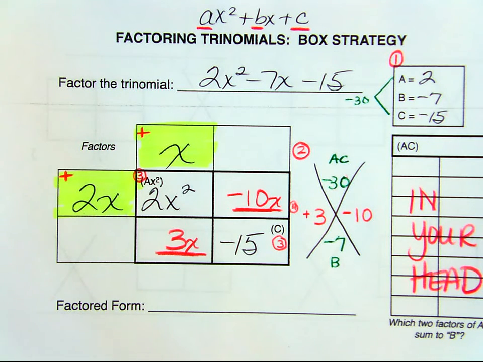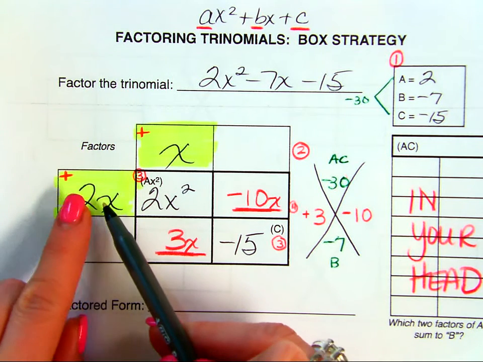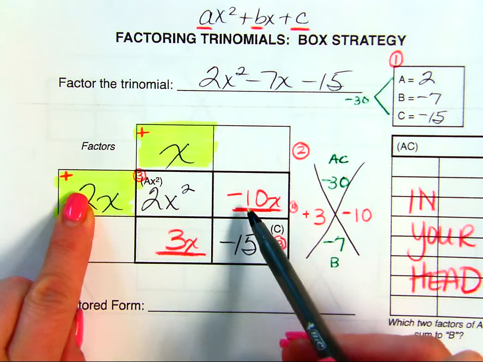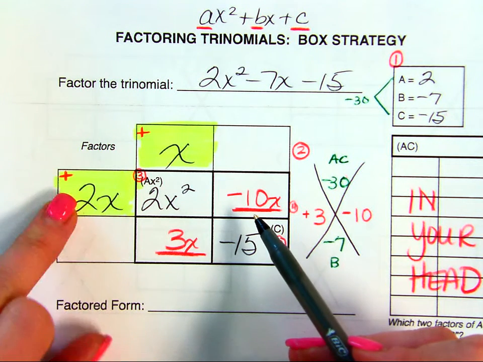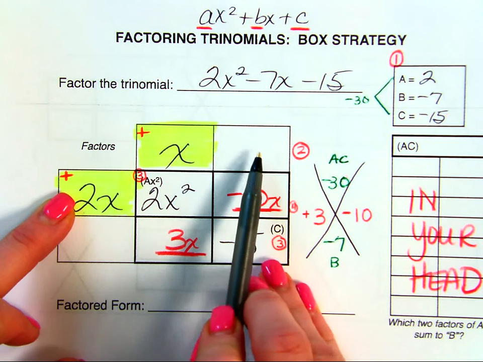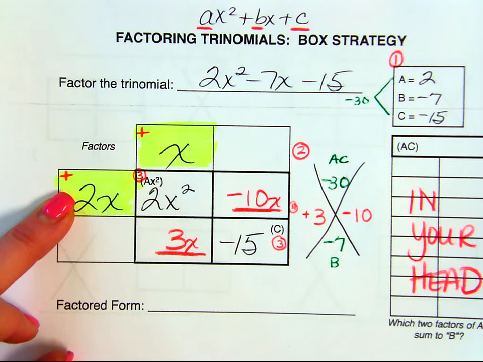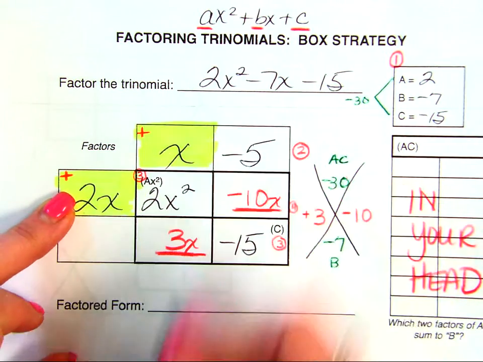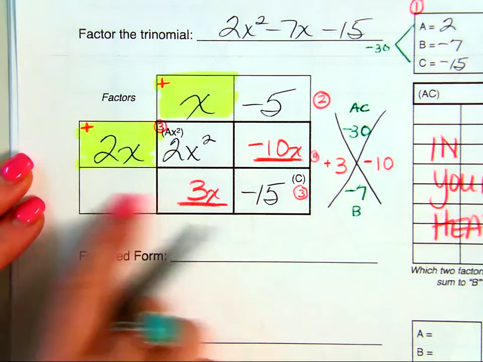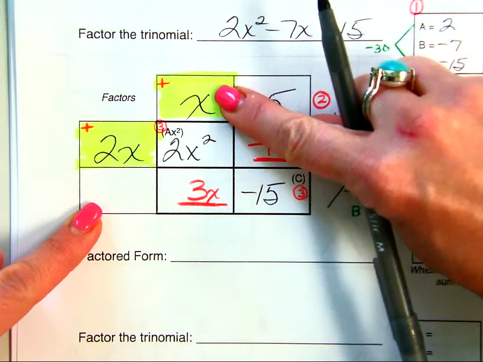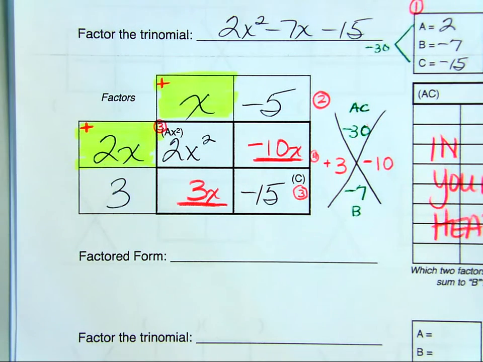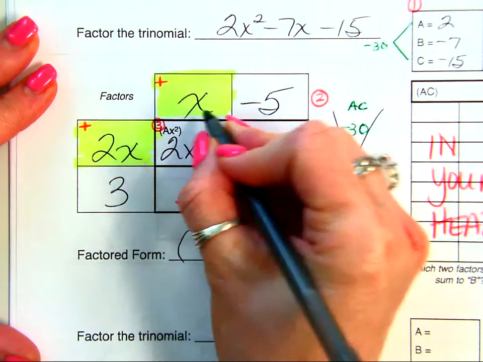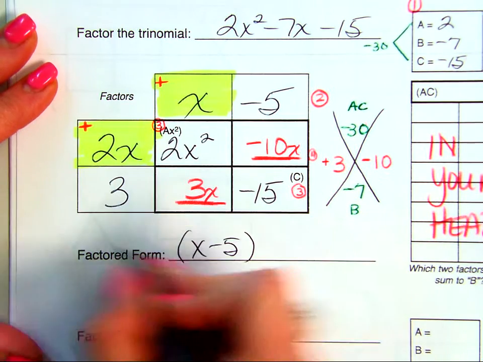For those of you who did the box method, didn't you multiply this box times this box to get that box? Remember when I said those of you who are using it, you're going to like it later, because what needs to go here that when I multiply it by a 2x, I get a negative 10x? A negative 5. What needs to go here that when I multiply it by an x, I get a 3x? 3. And you have your factors. An x minus 5 and a 2x plus 3.